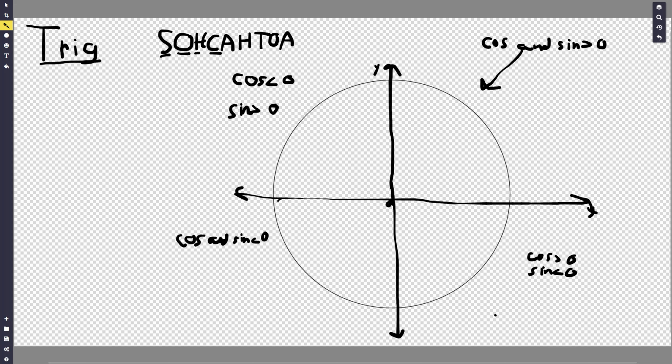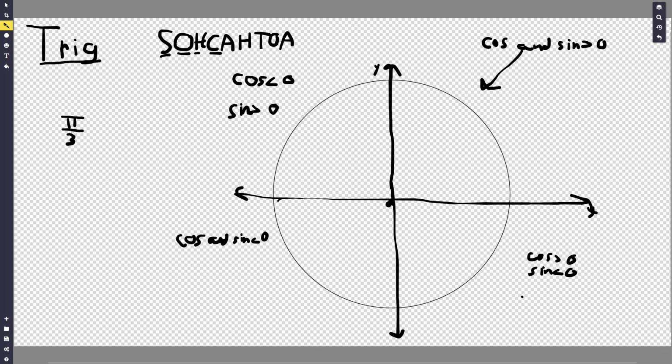Okay? So let's do some examples. Now let's find some measure of radians, and we're going to see where it is in the circle. So for our first example, we're going to have pi divided by 3. Well, what do we know about our circle?